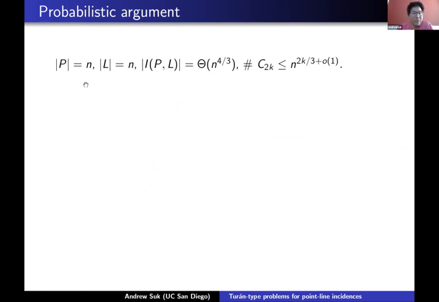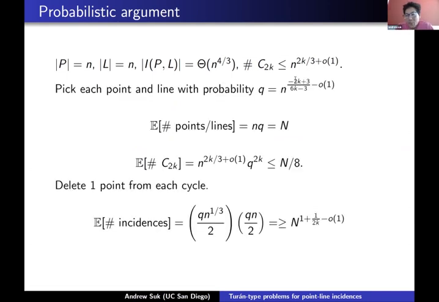Okay, and so now we have n points, we have n lines, many incidences, very few cycles of length 2k. And now we just apply the standard probabilistic argument, the deletion method, where you just pick a point or a line with a certain probability. You end up with, let's say, capital N points. You'll have very few cycles of length 2k, and then you delete 1 point from each cycle. And then it's not hard to show that the number of incidences between the surviving points and the surviving lines will be at least this quantity here.